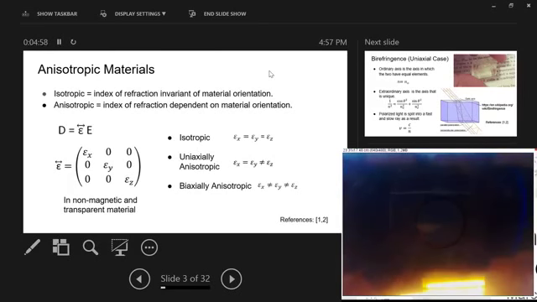First, which I already mentioned, is isotropic. The second case is when these two dielectric components are equal, but this Ez is not, and this is denoted as uniaxial. And then perhaps the more common case is when none of these diagonals are equal, and as a result, you have a biaxially anisotropic material.